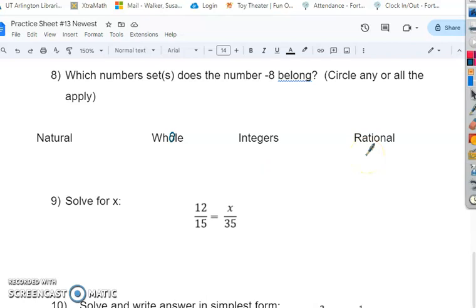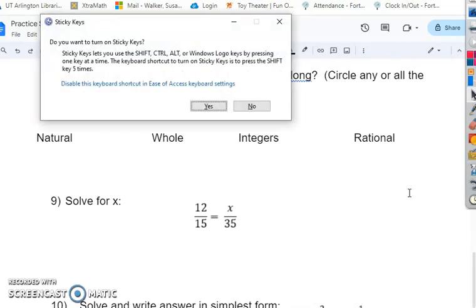Number 9, solve for x. This is a cross multiplication problem. This is just practice for you. Multiply those 2 numbers, put it here, put it here, then divide both sides by 15. Okay? And because we just don't want to forget how to multiply fractions, we are going to do number 10.